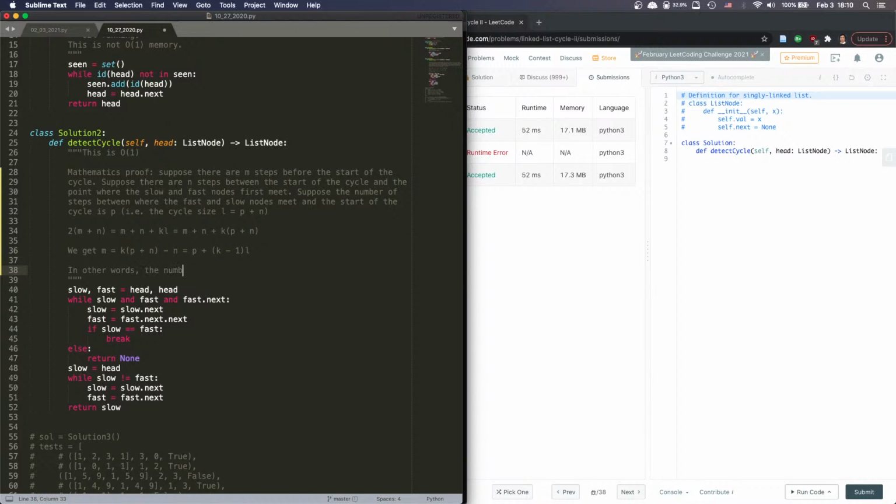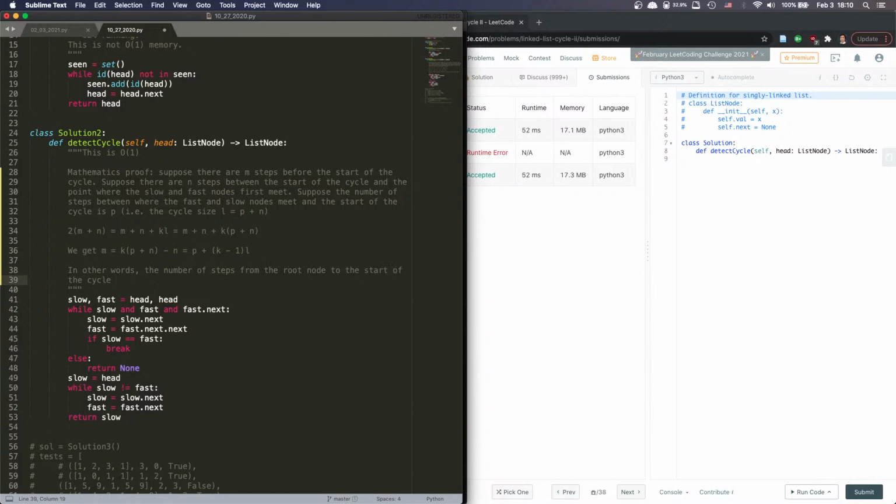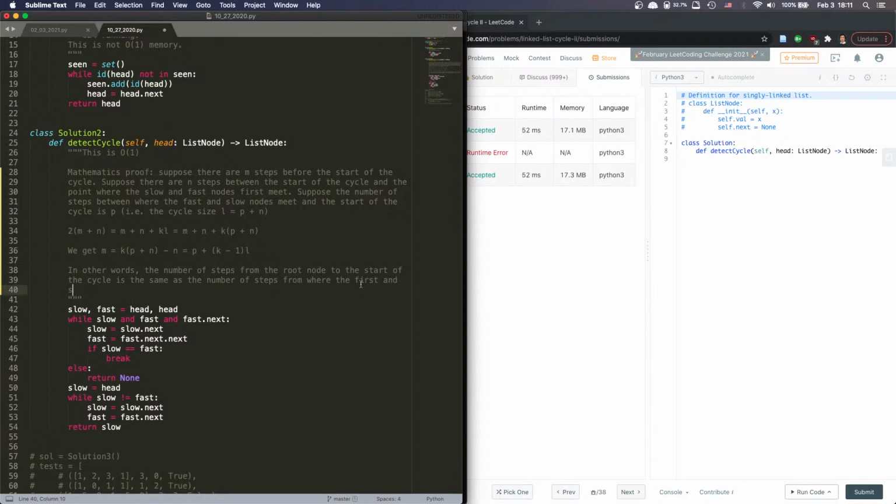In other words, the number of steps from the starting node to the start of the cycle is the same as the number of steps from where the slow and fast nodes first meet to the start of the cycle.